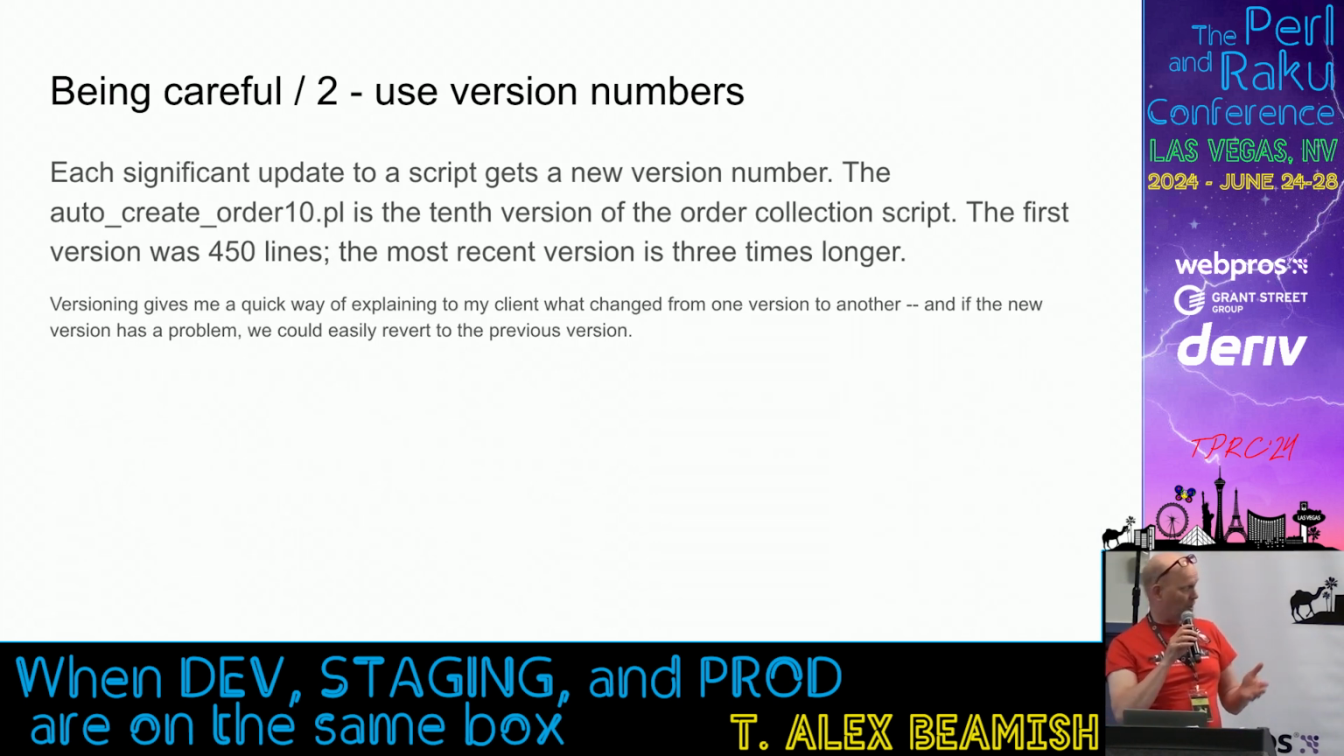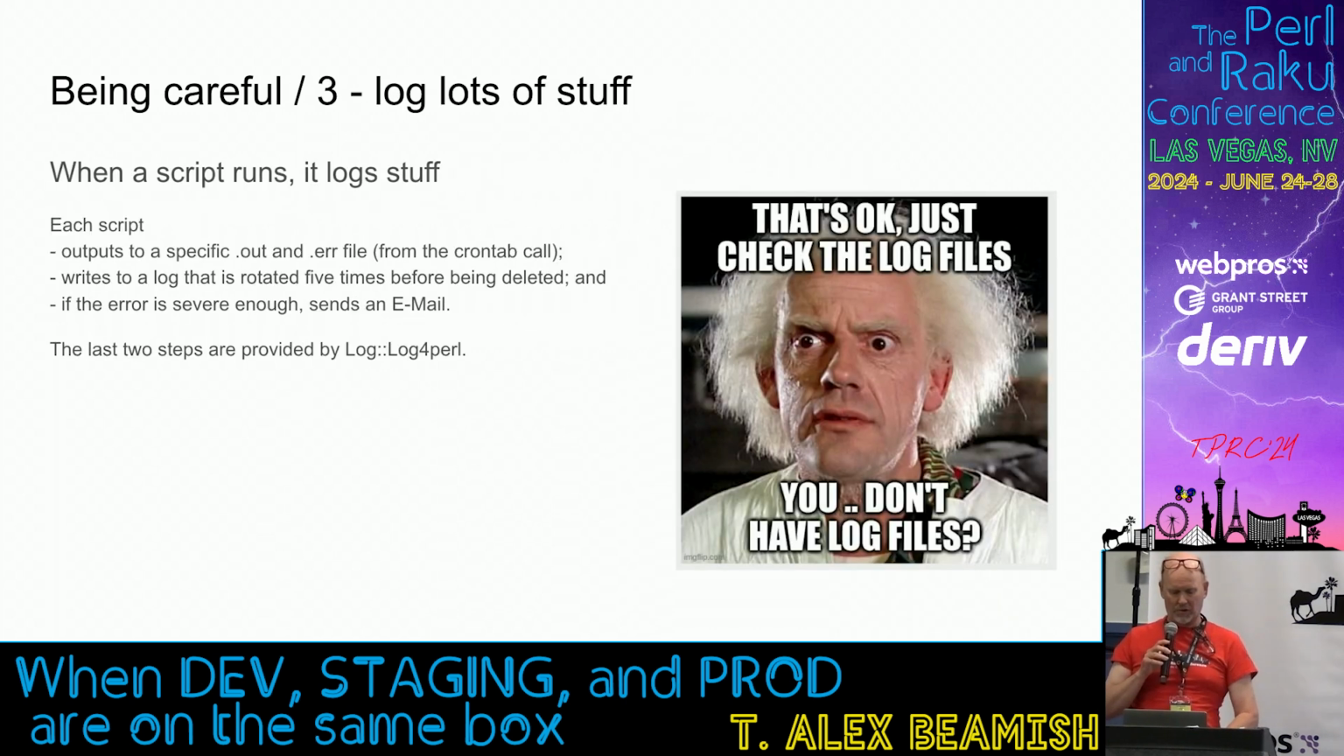The next one is version numbers. So the ordering script, I've got a 10th version on that, and I've got another script which is on its 12th version. So every new version, I add a feature or two, so that I can go back to the previous version if there's a mistake.